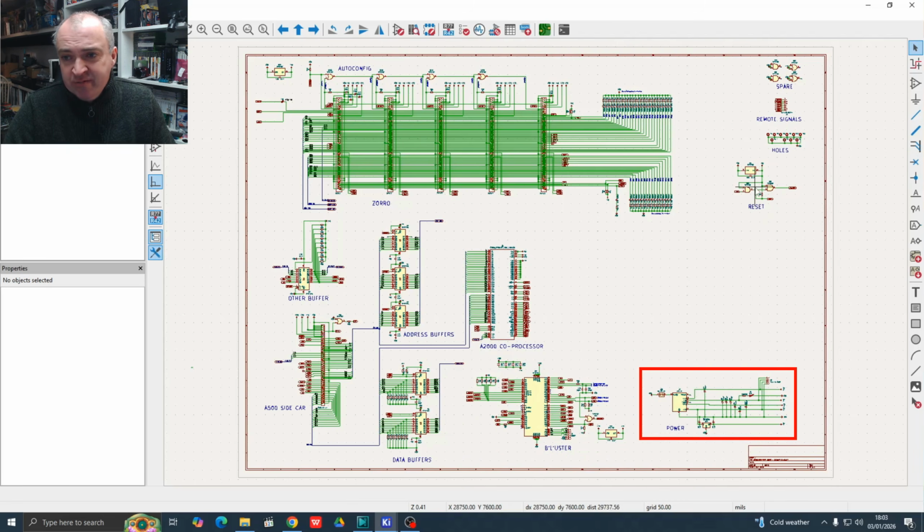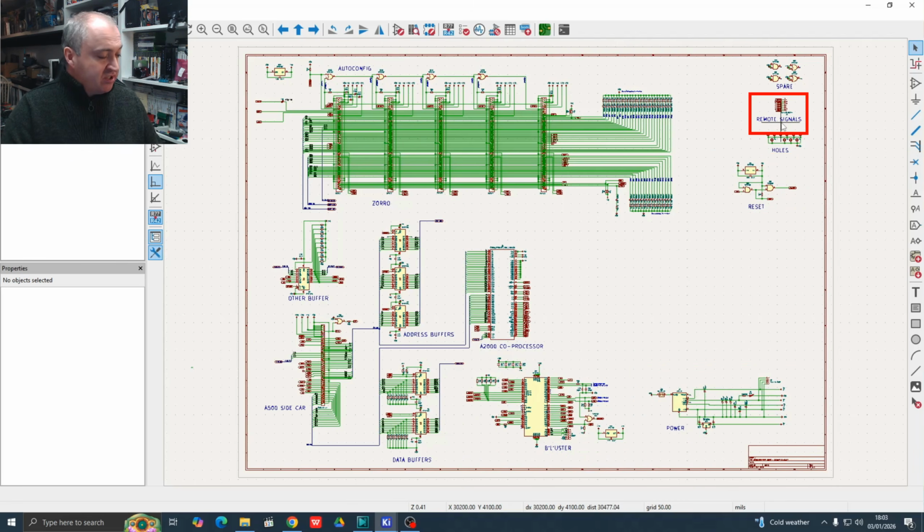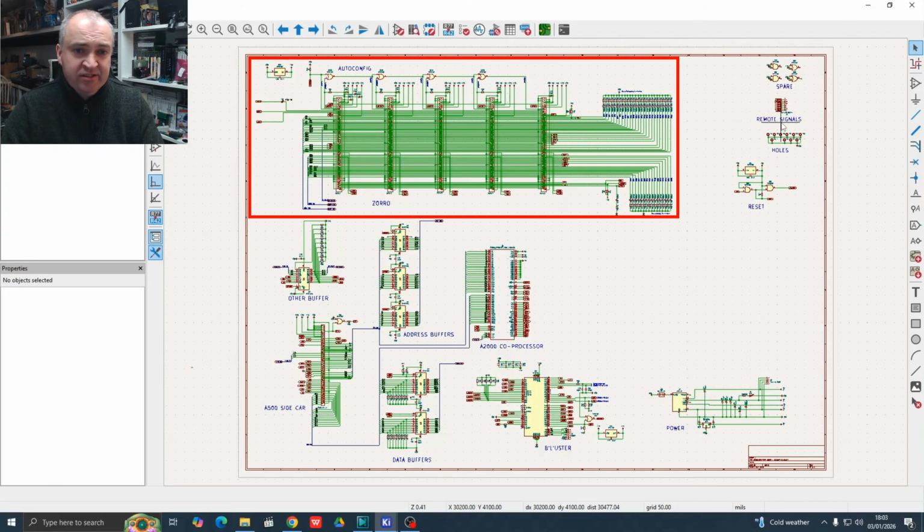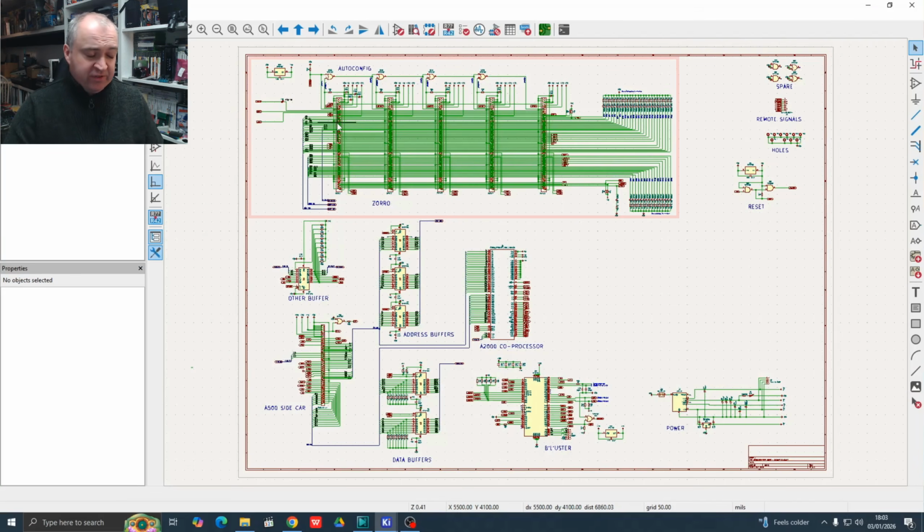But then it's just power, reset. There are a few remote signals that we need to pick up because unfortunately not everything is on the A500 sidecar. And then it's just the 5 ZORRO slots themselves, all the termination associated with that and the auto config chain. But the thing that makes this work really is Bluster.